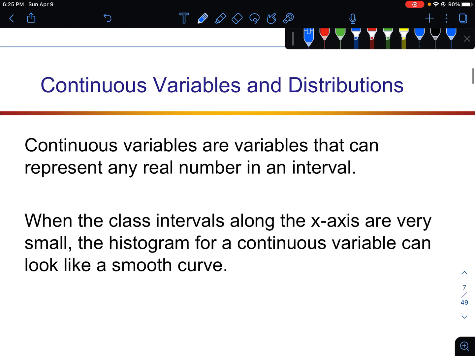Another thing that we really won't get into in too much detail is continuous variables and distributions. Again, we really won't talk about this too much, but if we did have a histogram with a continuous variable, then we would have a smooth curve. But we really won't get into that too much.